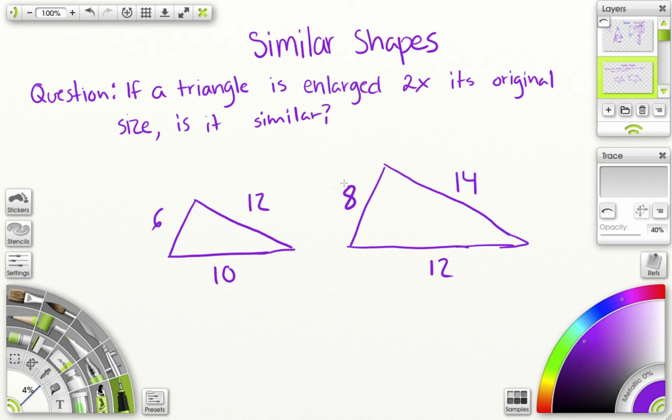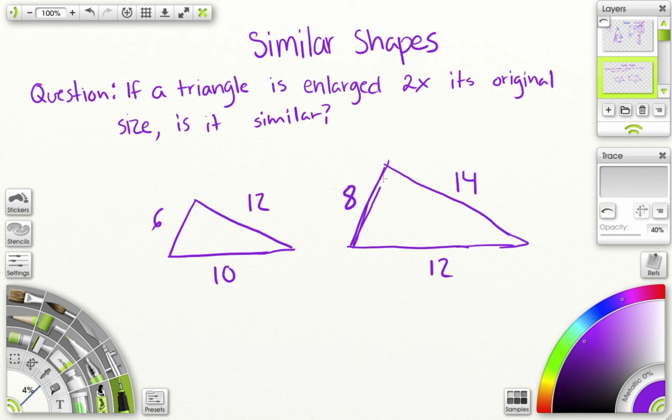There's 2 ways I can find out if they're similar. You need to try both ways. If they both don't work, it is not a similar triangle. If one of them works but the other one doesn't, then it is similar. If they both work, then it is similar. The first way is by doing simple addition.